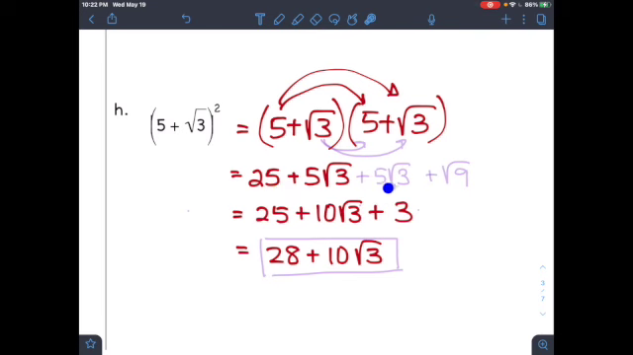Those are the same. Root 3 is the same, so therefore it becomes 10 root 3. Root 9 is a positive root, positive 3. So in that case, 25 plus positive 3 is going to be 28, and 10 root 3. You already combined them. So that will be the answer for H.